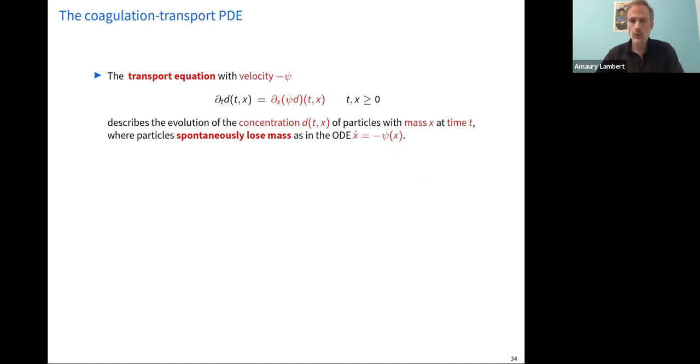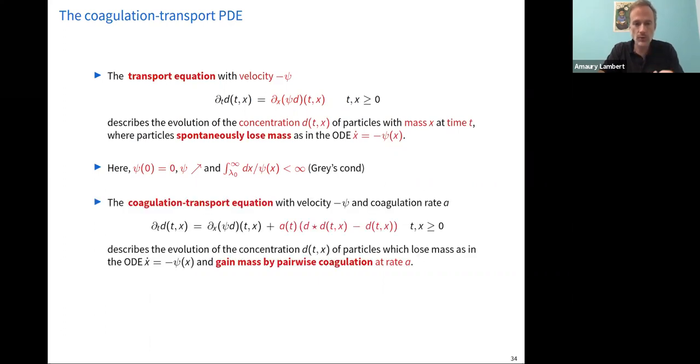Okay, so you have to imagine, I didn't show you simulations, that d is some profile that travels from right to left as particles lose mass, right? So remember that psi of 0 equals 0, psi is increasing, and 1 over psi is integrable at infinity.